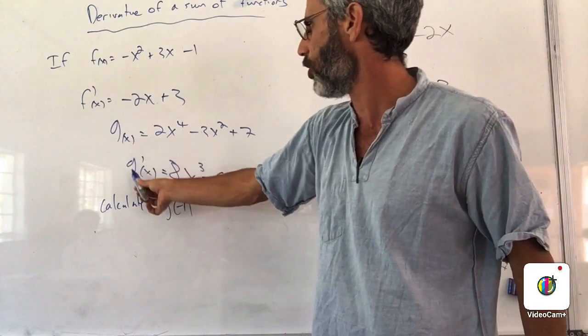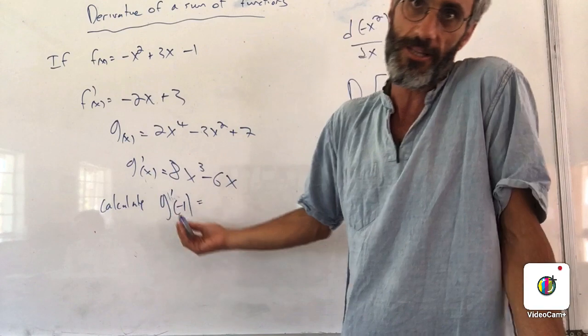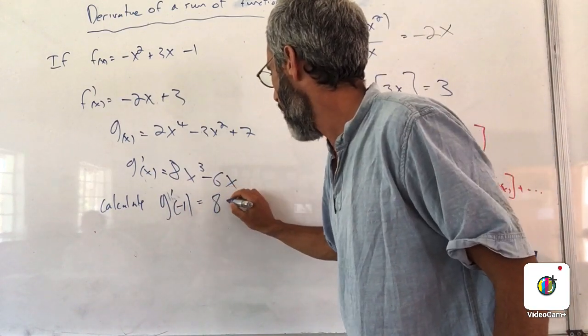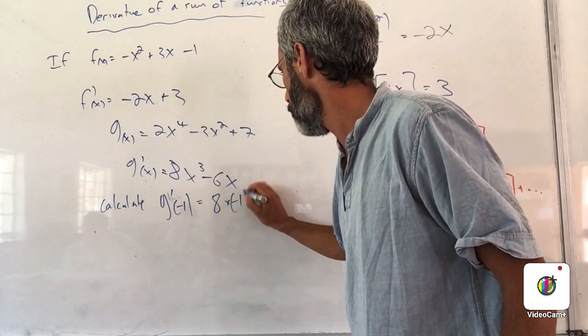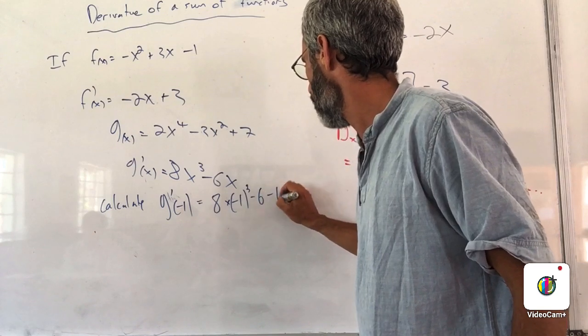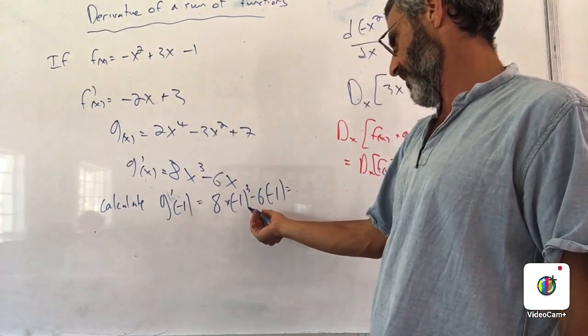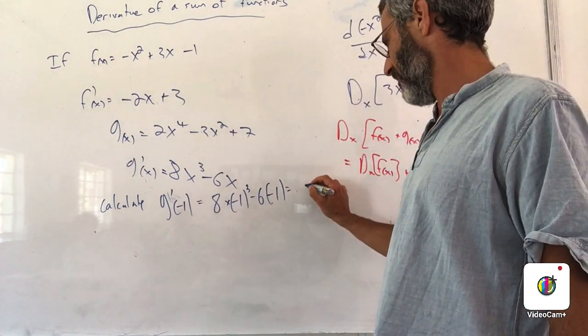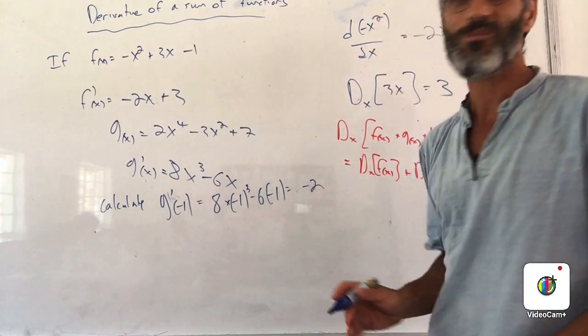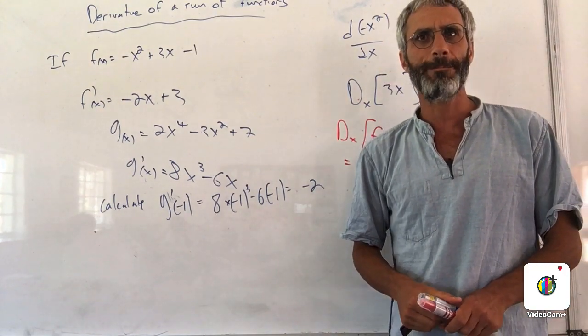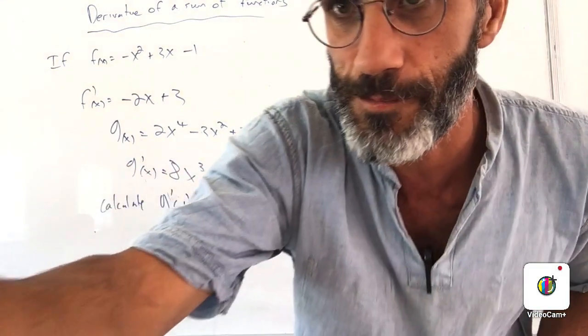Do I sub in the function or in the derivative? In the derivative. So I'm going to write 8 times minus 1 cubed minus 6 times minus 1. And I think I'm getting minus 8 plus 6, so I think I'm getting minus 2. Are we happy with that? Yes. Cool, let's pause.